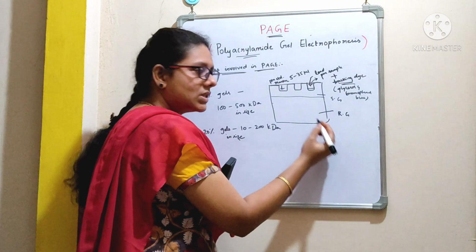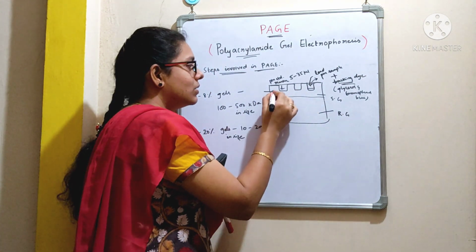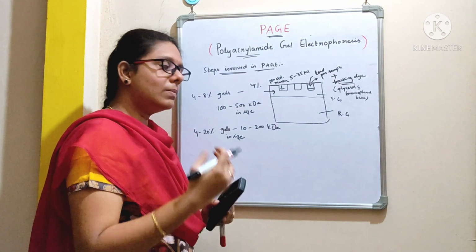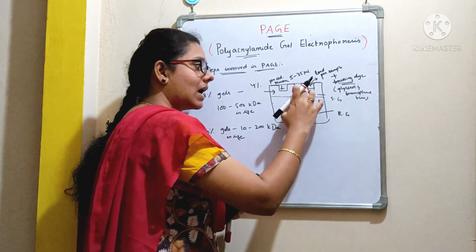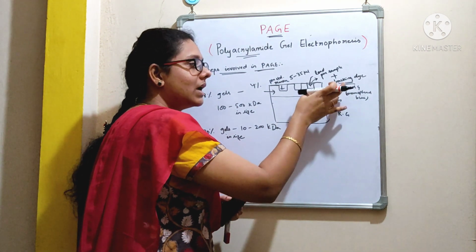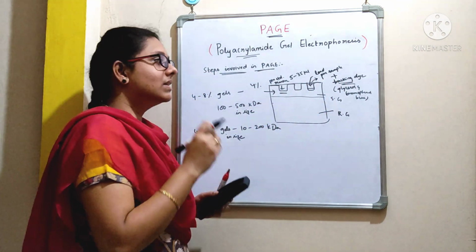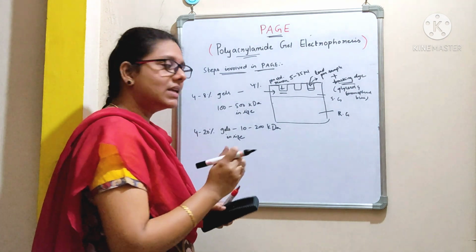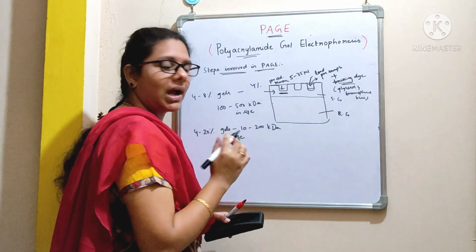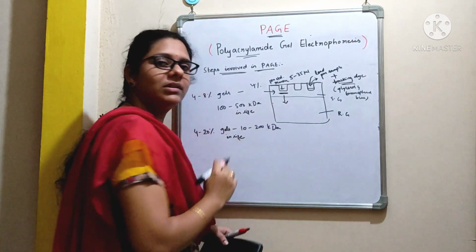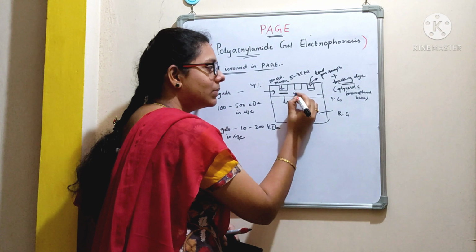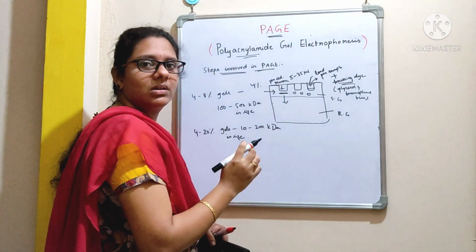And this is the resolving gel and this is the stacking gel. Usually the percentage of the stacking gel is 4%. You may get a doubt why we are casting two gels here. Why we are casting a resolving gel and a stacking gel. The reason for using this stacking gel is to concentrate the protein into a sharp band before it enters into a resolving gel. Okay, and moreover here the pore size will be large.